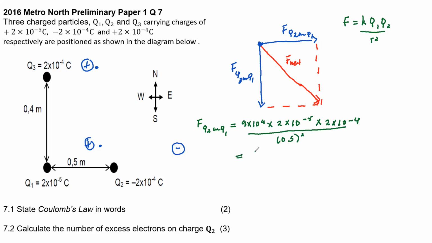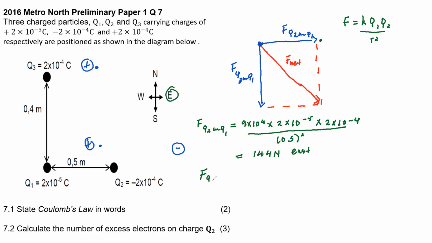I must state that it's important to remember that distance must be in meters. If distance is in meters, then it's easy, you can just plug it in. If it's in centimeters, remember to divide by 100. If it's in millimeters, remember to divide by 1,000. So 144 newtons. And what direction is this for me? East. So that's east right there.